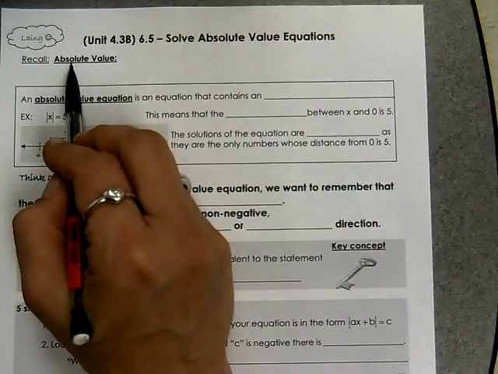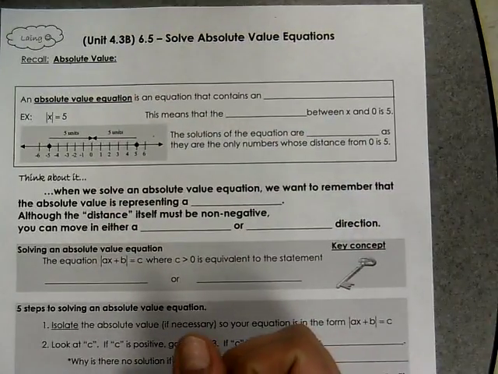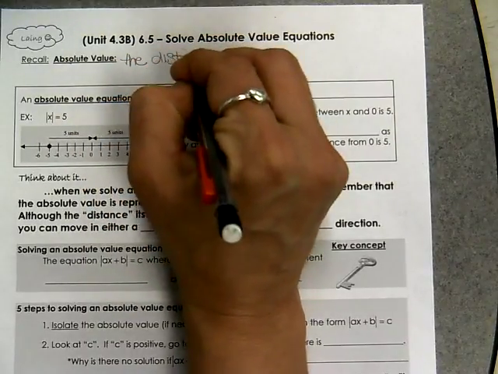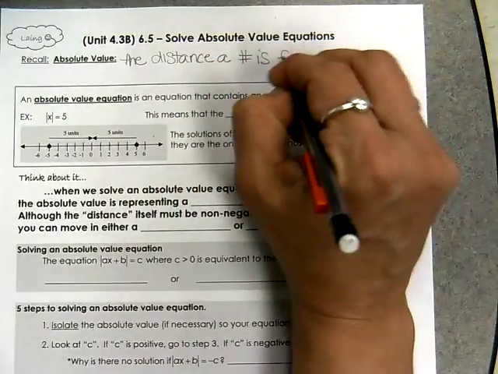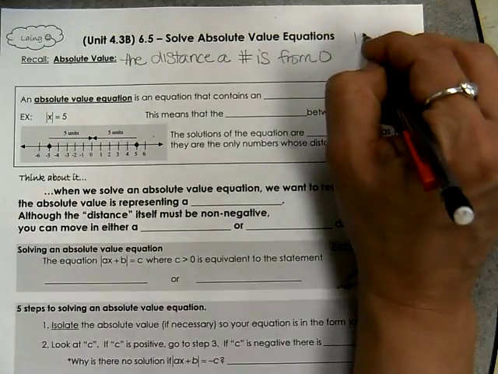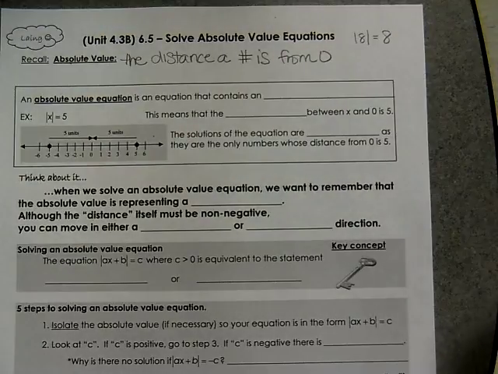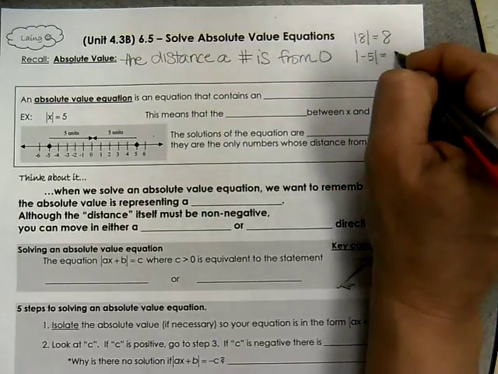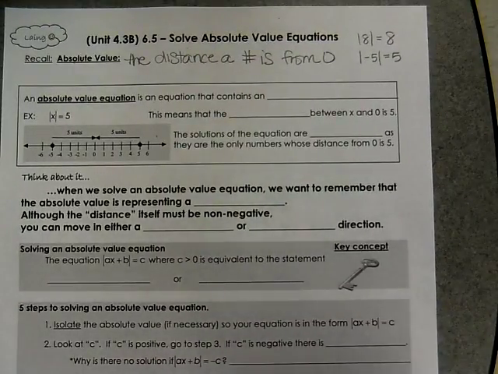And first, remember absolute value. We've been looking at how to graph absolute value functions. But what absolute value means is the distance a number is from 0. So when we see something like the absolute value of 8, 8 is 8 units away from 0. If we see the absolute value of -5, -5 is 5 units away from 0. So that's what absolute value means.